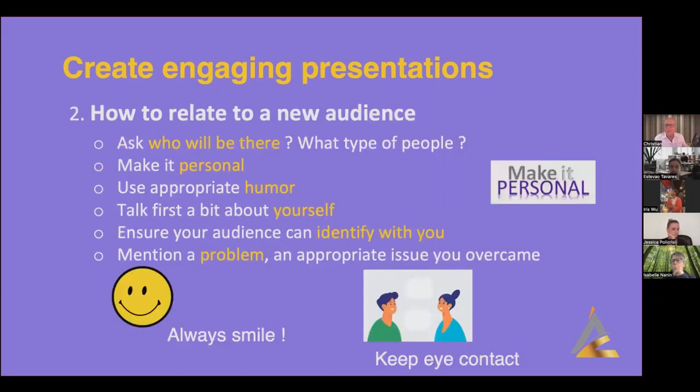The second point is once you have engaged the audience, now you need to relate. That means you need to create a kind of link, a kind of almost a bond to this group of people who do not know you, who probably have never heard of you. And there is no past between you and them, and they don't know what to expect. So you need to relate to them. How do we do that?